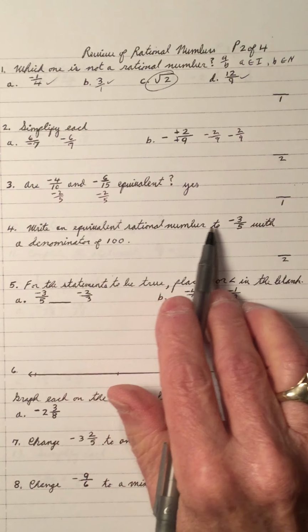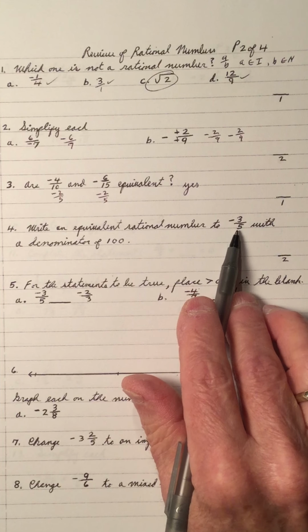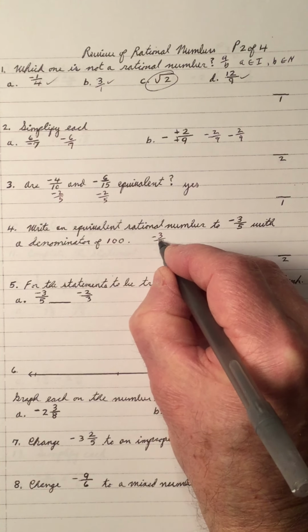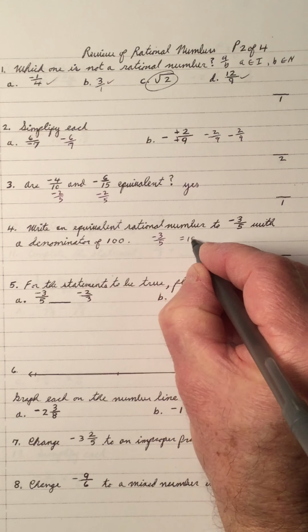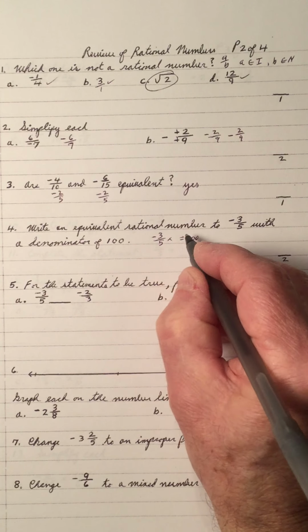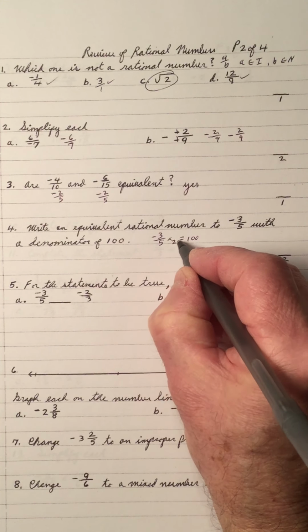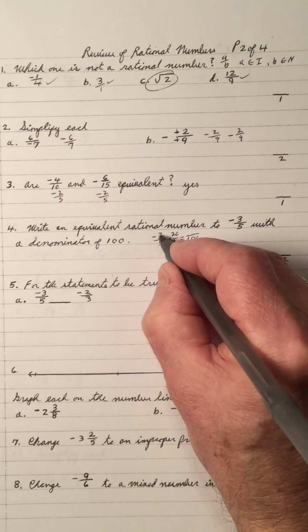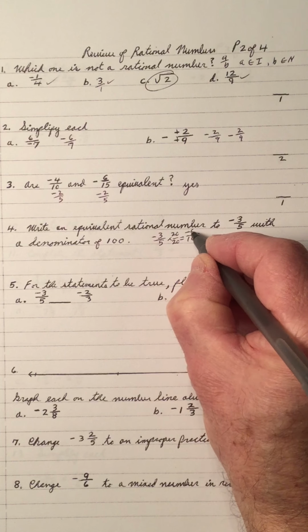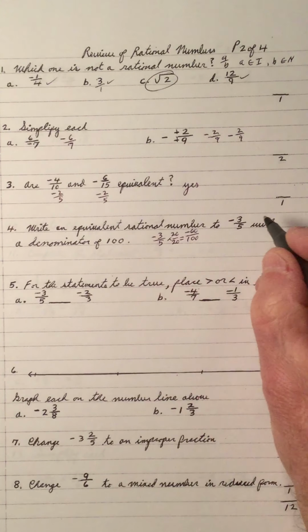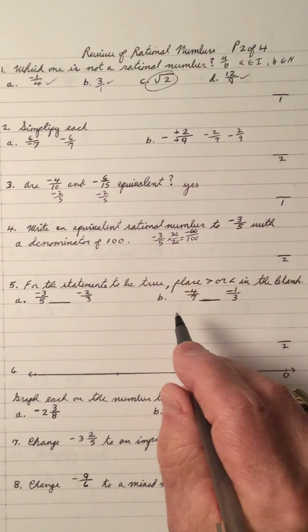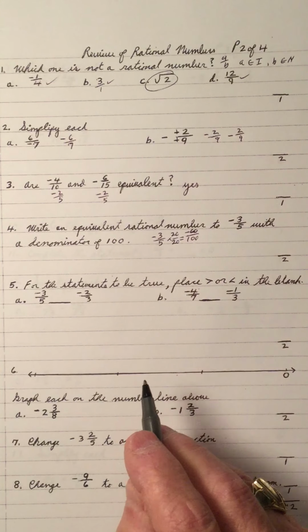Write an equivalent rational number to negative 3 over 5 with a denominator of 100. So negative 3 over 5, and I want 100 on the bottom. So that means 5 into 100 goes 20, so 20, and I have to put 20 on top to balance it out. So negative 3 times 20 is negative 60 over 100. So negative 60 over 100 is the equivalent fraction to negative 3 over 5.